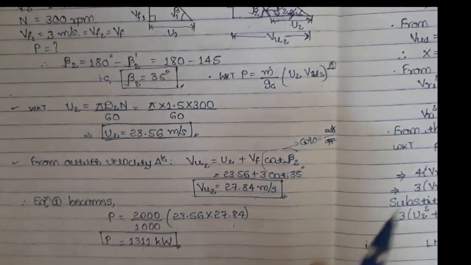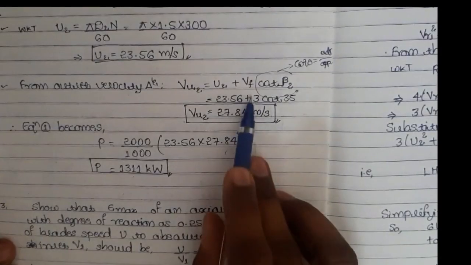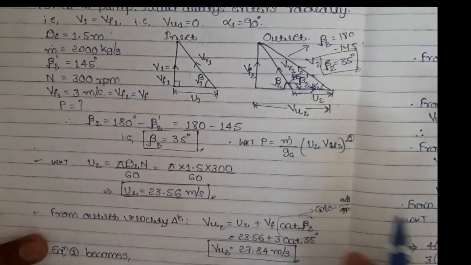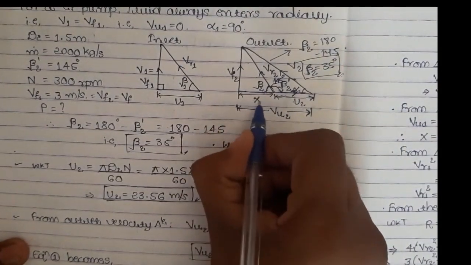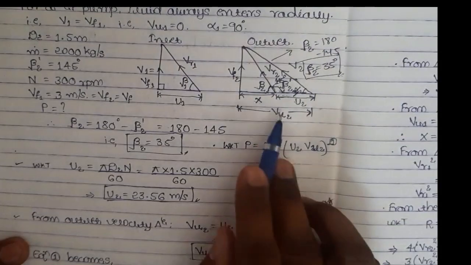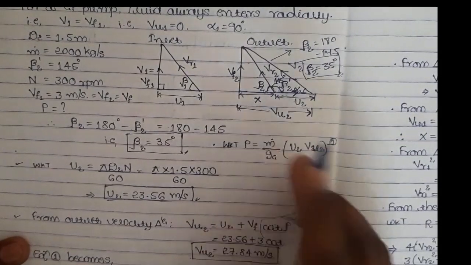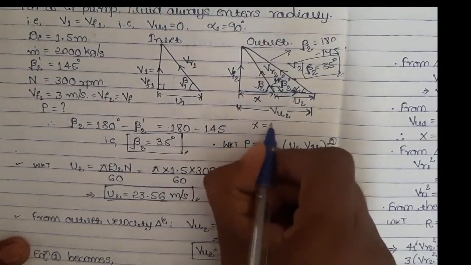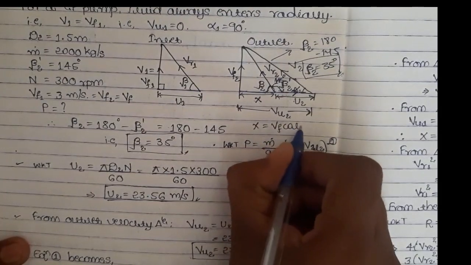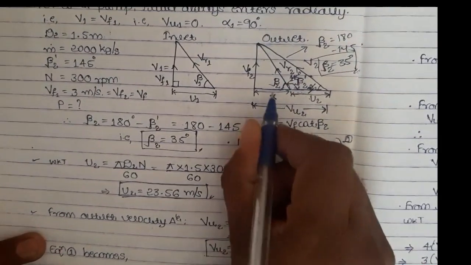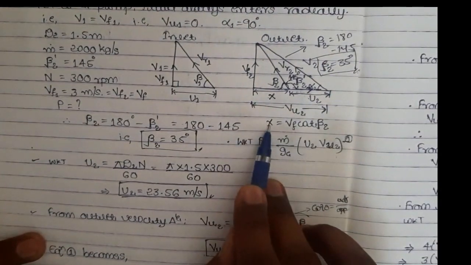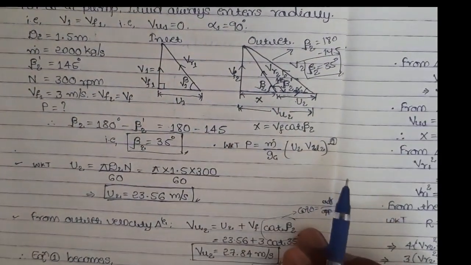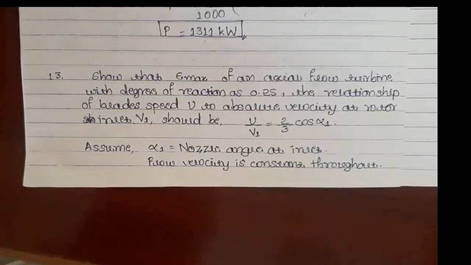If you have not understood this value Vf cot beta 2, let me explain with the help of this triangle. Vf cot beta 2 is this part. Okay, let me call it x. What is Vu2? Vu2 is U2 plus x, and x is Vf cot beta 2. Since we know the angle beta 2, with this help you can calculate the x value. Got it? And that is the problem.